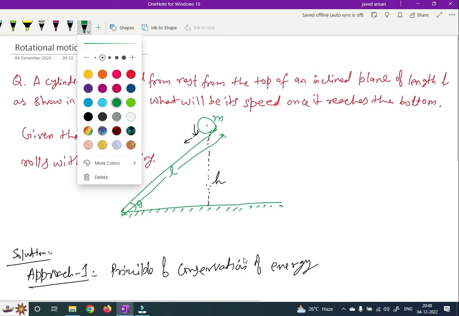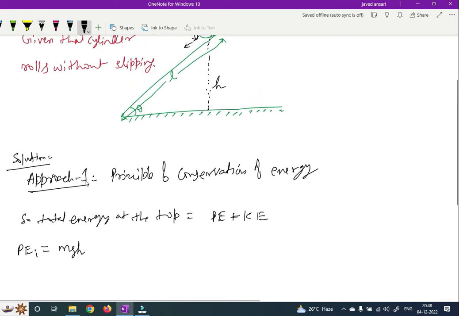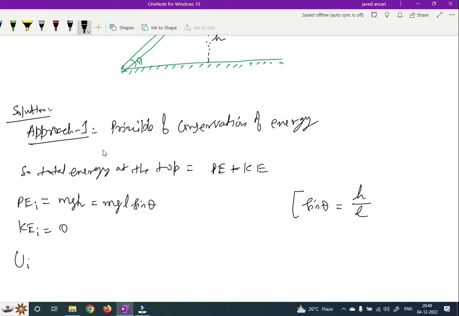Initial potential energy, PEi, will be mgh, and h is nothing but L sine theta. So mgL sine theta. Why? Because sine theta in this diagram is h by L, so h will become L sine theta. And initial kinetic energy, KEi, will be 0 because there is no motion. It is starting from rest. So the total initial energy will become mgL sine theta.